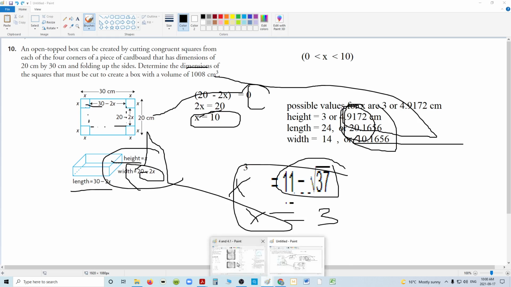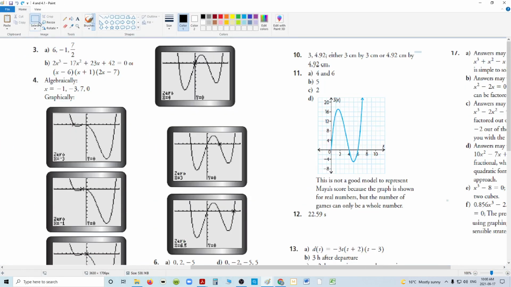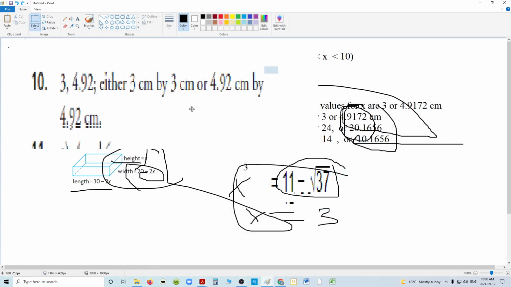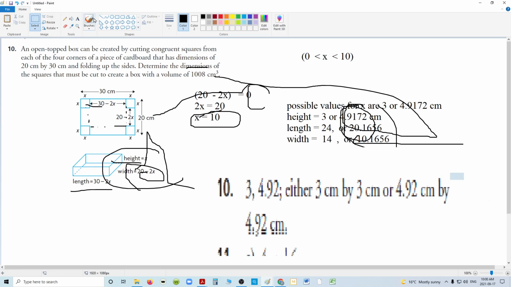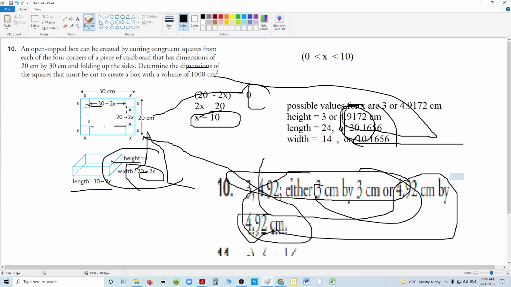So let's see if we got it right. Yeah, there it is there. They only give the x value. Oh, they only wanted the dimensions of x, did they? Yeah, determine the dimensions of the squares. So they were saving us some time, but I'm glad I showed you the other thing because some questions will ask for all the dimensions. But yeah, they're only giving us the dimensions of the x corners: 3 by 3 or 4.92 by 4.92. So make sure you answer the question asked. I should have read here, determine the dimensions of the squares, which are these ones in the corner.